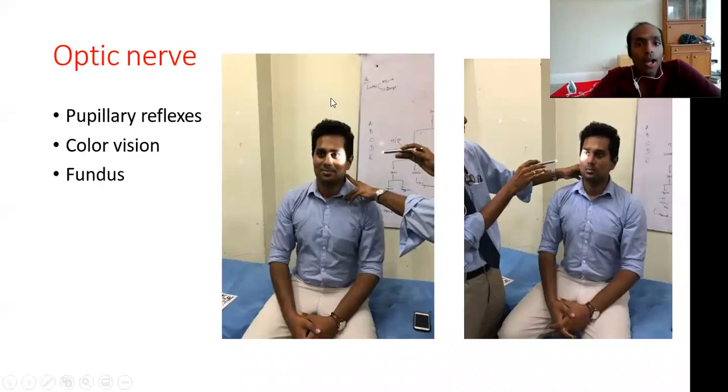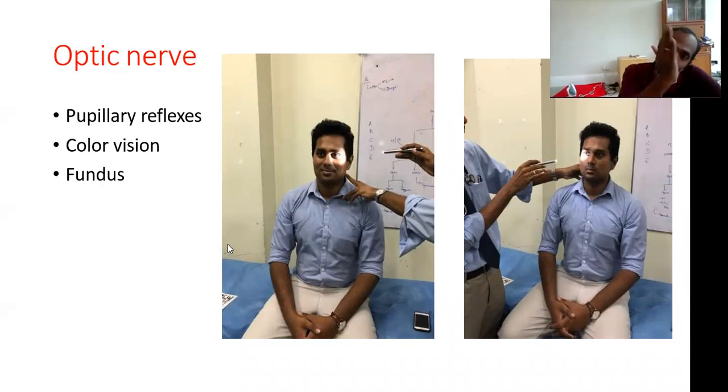Now the next few things in the optic nerve are the pupillary reflexes, again demonstrating the pupillary light reflex. Very important reflex that you need to examine, the light reflex. Again, observe the pictures. When you are doing the light reflex, stand slightly to the side of the patient. Don't stand right in front of the patient. So pupillary reflex, light reflex.